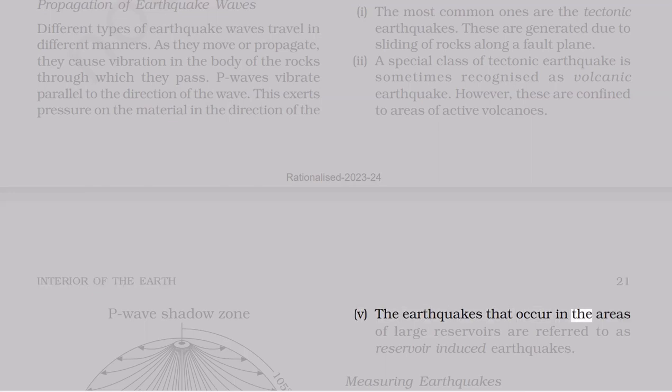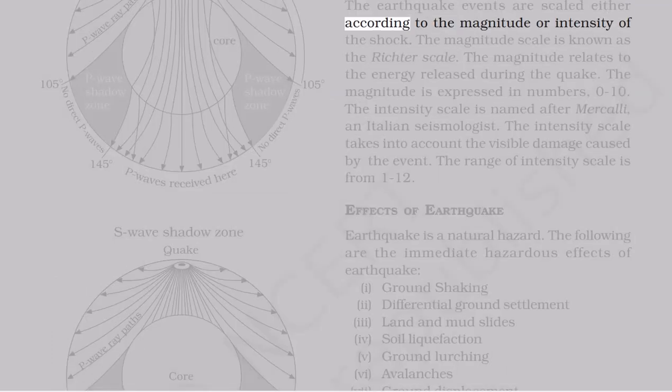The earthquakes that occur in the areas of large reservoirs are referred to as reservoir-induced earthquakes. Measuring earthquakes. The earthquake events are scaled either according to the magnitude or intensity of the shock. The magnitude scale is known as the Richter scale. The magnitude relates to the energy released during the quake. The magnitude is expressed in numbers 0 to 10.